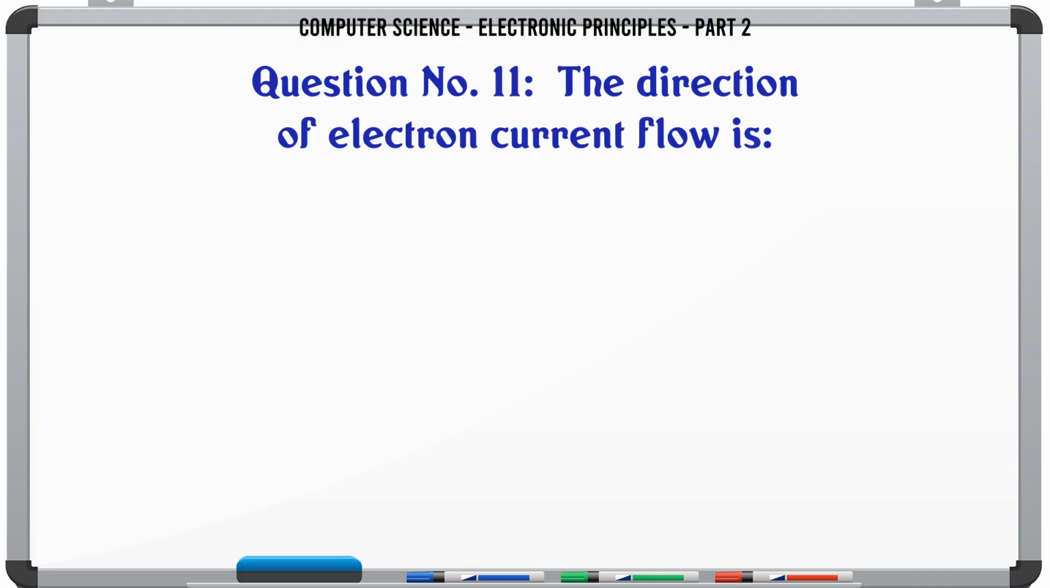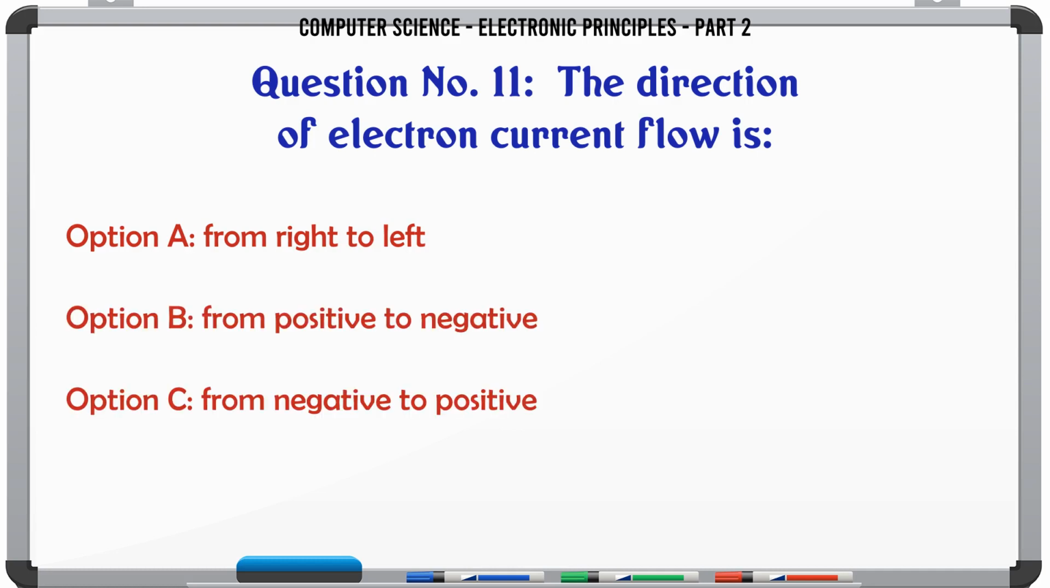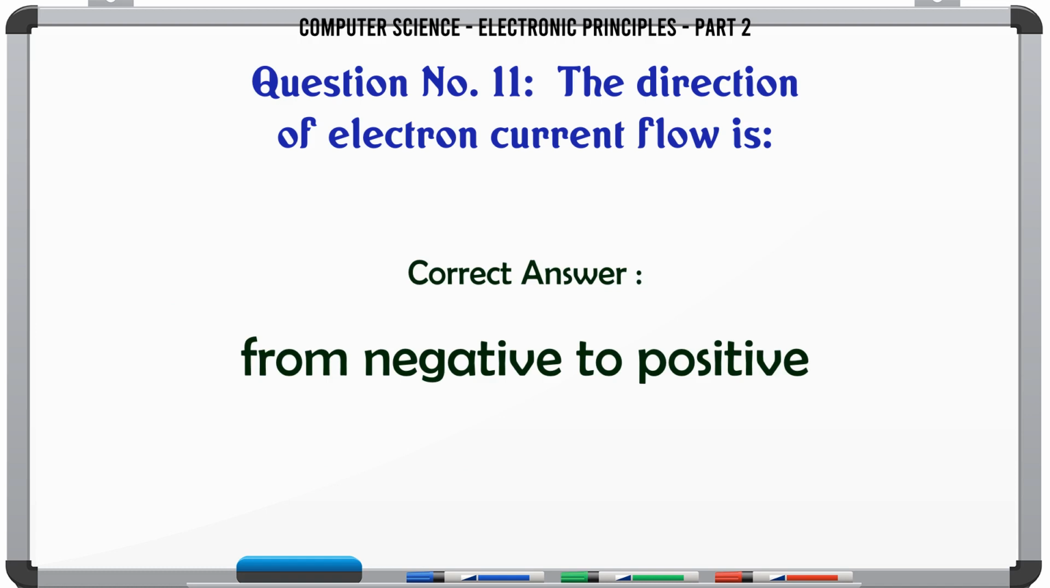The direction of electron current flow is A. From right to left. B. From positive to negative. C. From negative to positive. D. From neutral to positive. The correct answer is from negative to positive.